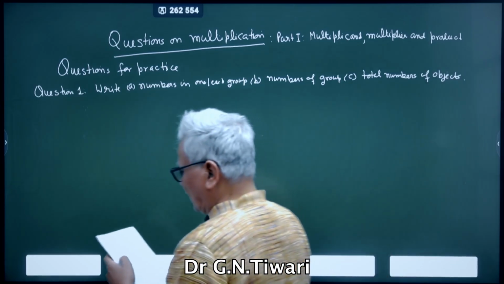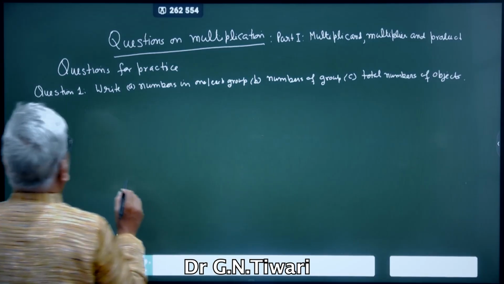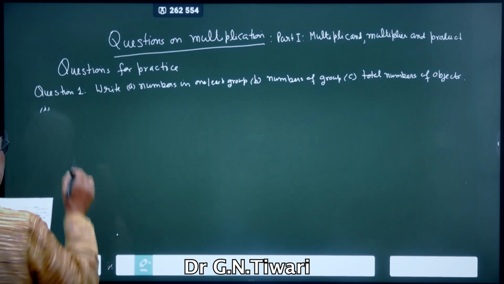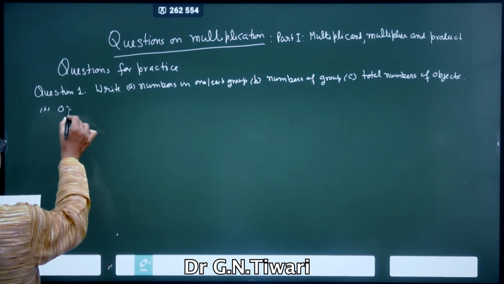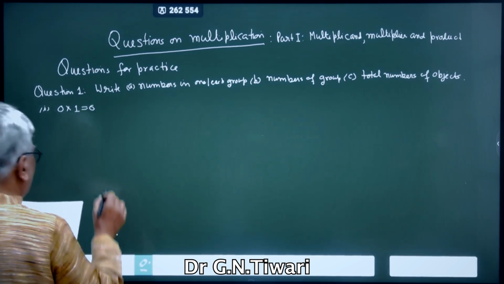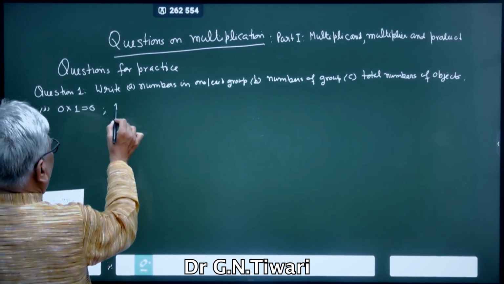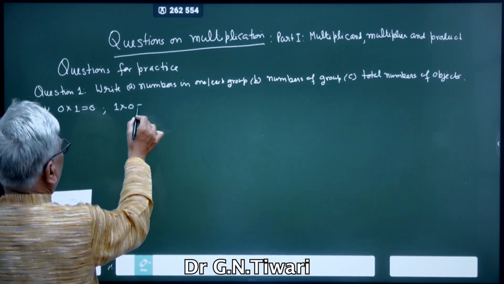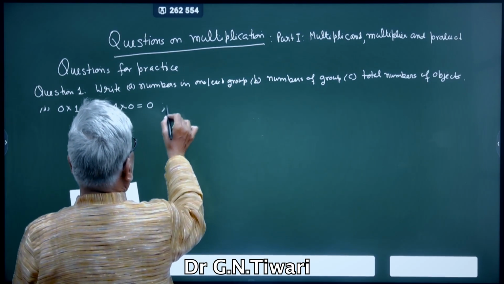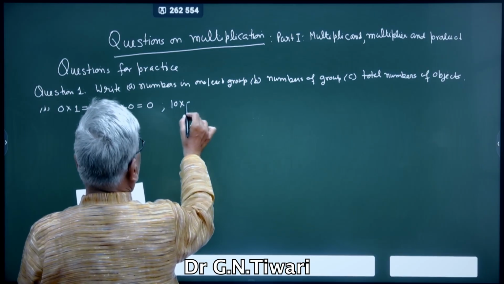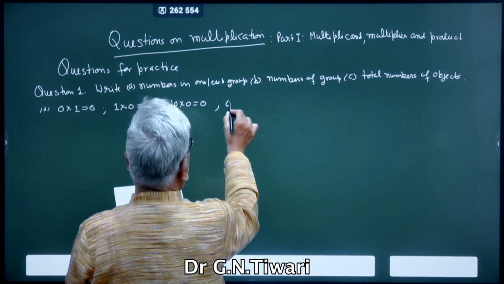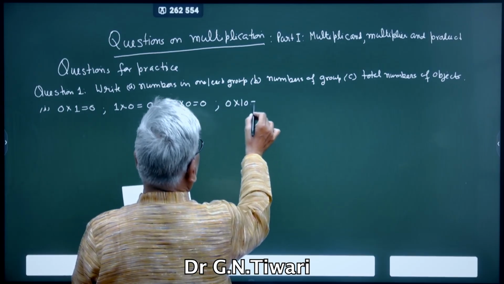अब देखिए, क्वेश्चन मैं यहां पर दे रहा हूं, जरा ध्यान सुनिएगा और इसको देखिएगा. जो है फर्स्ट, 0 × 1 = 0. Then 1 × 0 = 0. Then 10 × 0 = 0. Then 0 × 10 = 0.